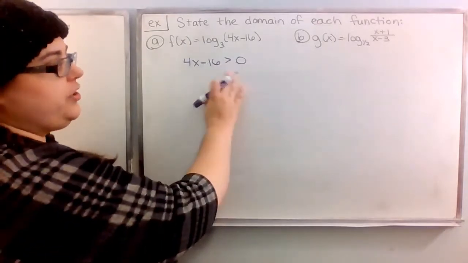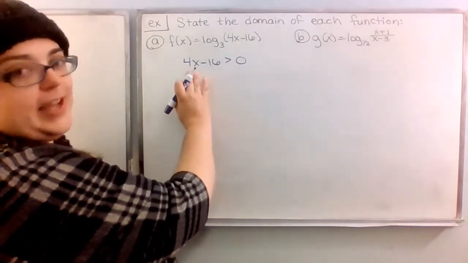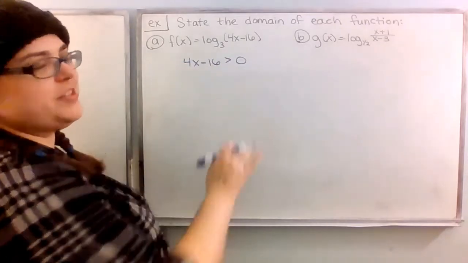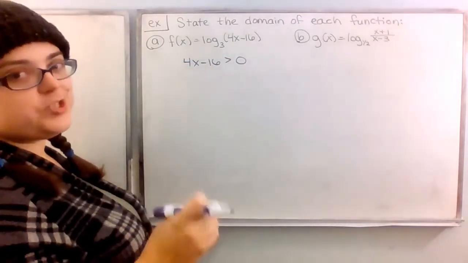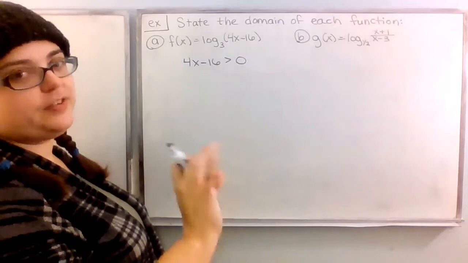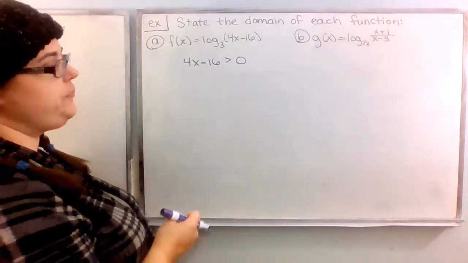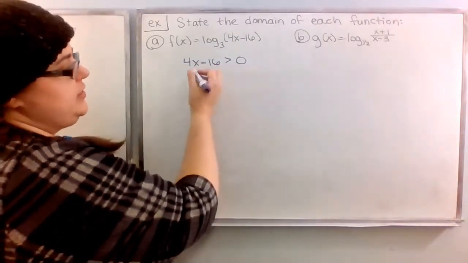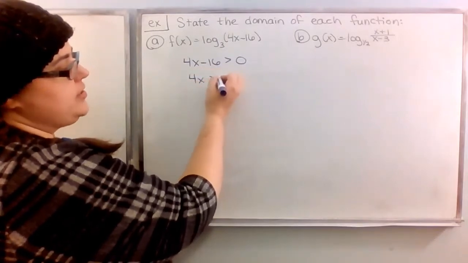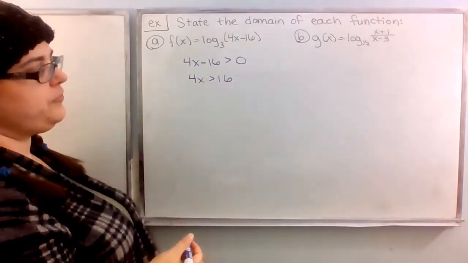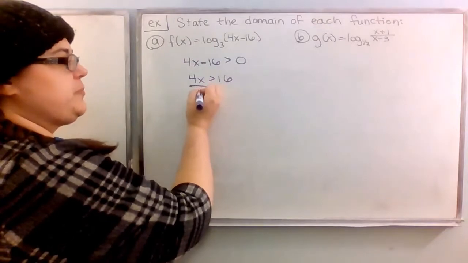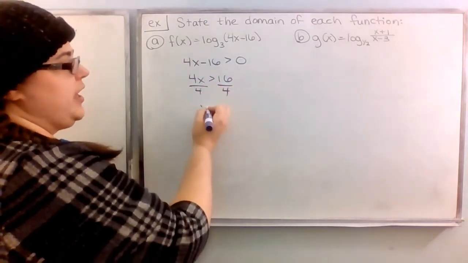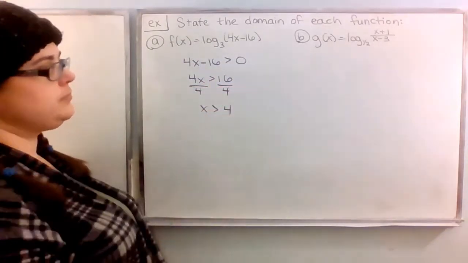Now this is a linear inequality because the exponent on the x is a 1. So we can solve this just like we would a normal equation. Just be careful: if you multiply or divide by a negative, reverse the sign of the inequality. So I'm going to add 16 to both sides to get 4x is greater than 16. And then I can divide both sides by positive 4 to get x is greater than 4.